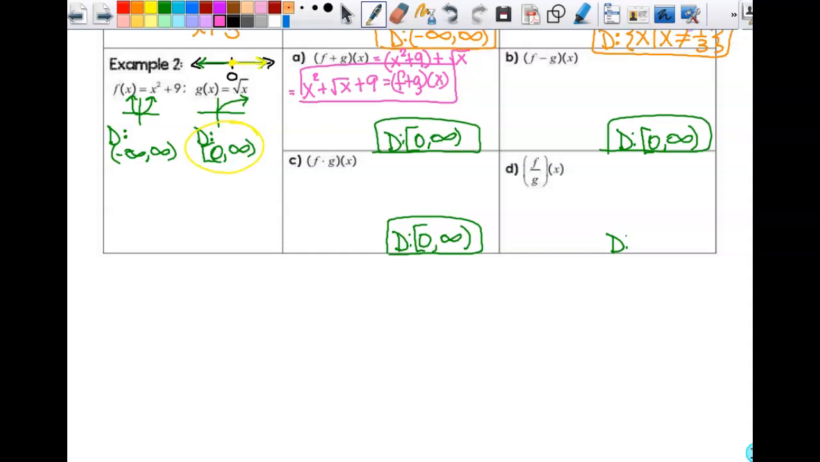So then subtraction, that's going to work the same way. Let's look at multiplication. This is going to be equal to x squared plus 9 times the square root of x. So here I'm going to distribute. When I do that, that's going to give me x squared times the square root of x plus 9 times the square root of x. That's all I can do. That is f times g of x. Don't make up math.